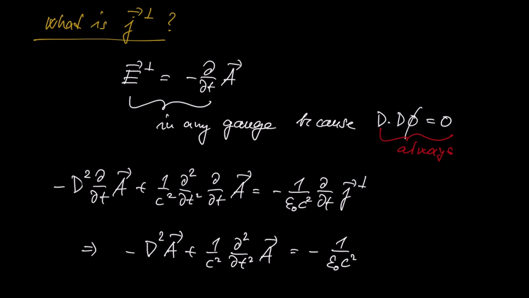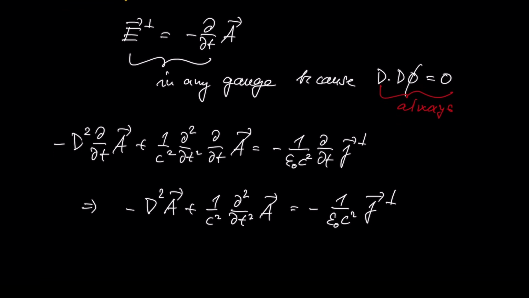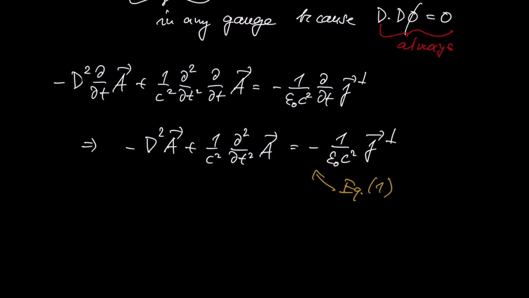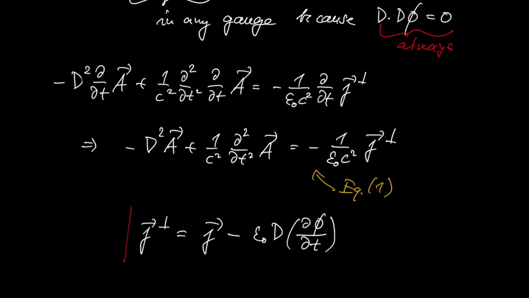On the right-hand side we have 1 over epsilon 0 c squared J transverse. This is actually Maxwell equation number 1 that we have already derived, and there we have seen what is exactly at the place where we have the transverse current: it's the current minus epsilon 0 and the gradient of the time derivative of phi. So that's basically the definition of the transverse current.